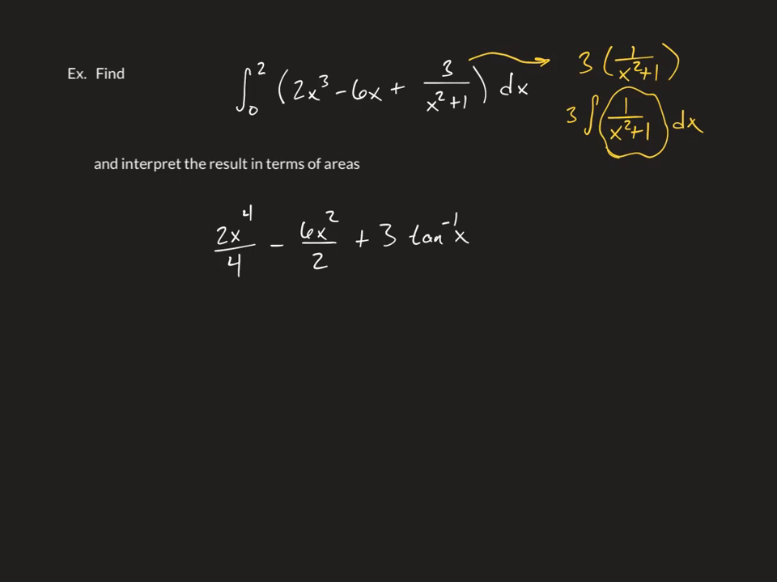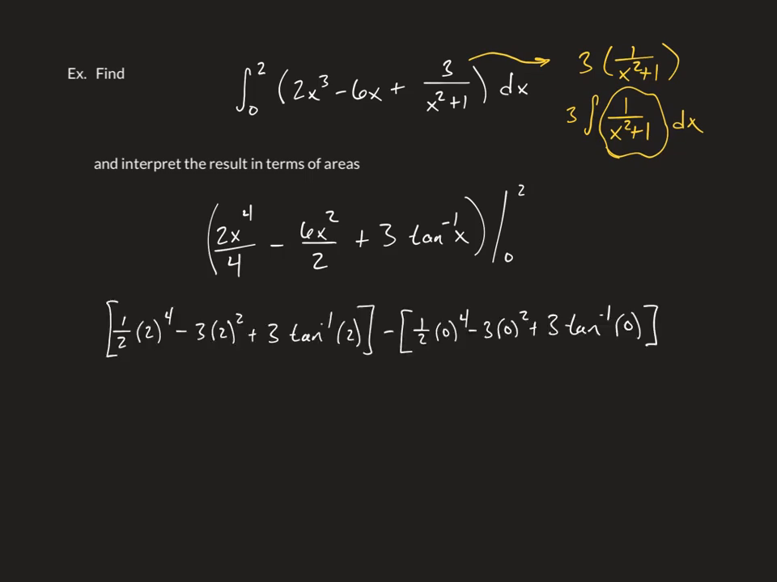And so I'm going to evaluate this at 2 and evaluate this at 0 and then subtract. So I'm just going to write out what this looks like once I've plugged in those values. So I've plugged in my 2 and I've plugged in my 0. I'm going to simplify each of these expressions.